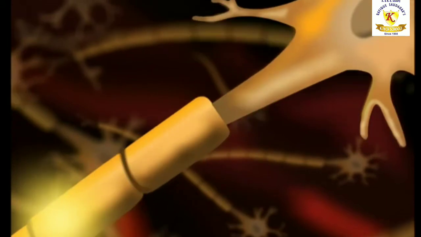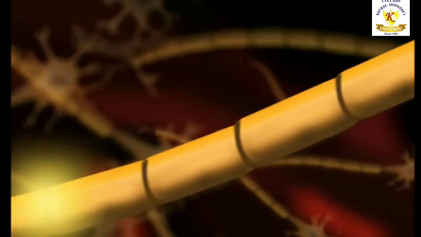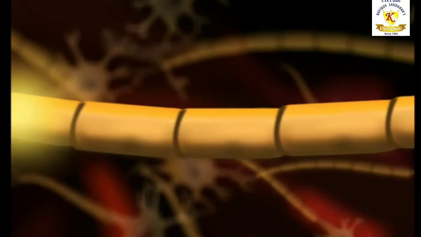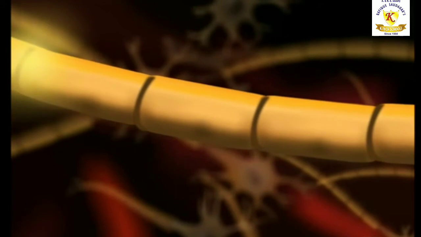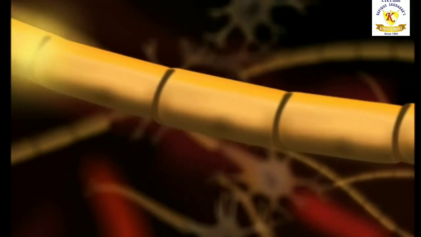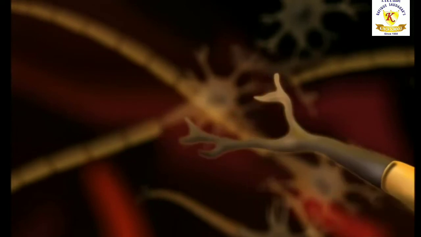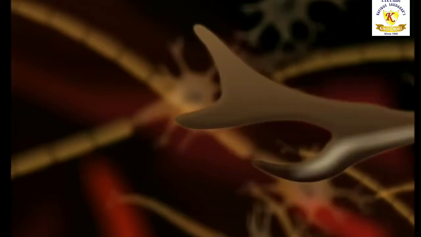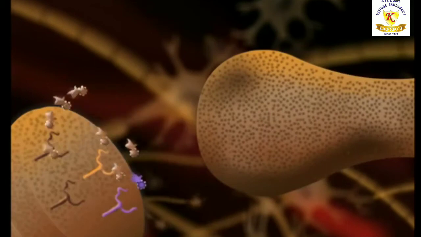So children, stimuli acquired at the end of the dendritic tips of a nerve cell sets off a chemical reaction that creates an electrical impulse. This impulse travels from the dendrites to the cell bodies and then along the axons to its end.